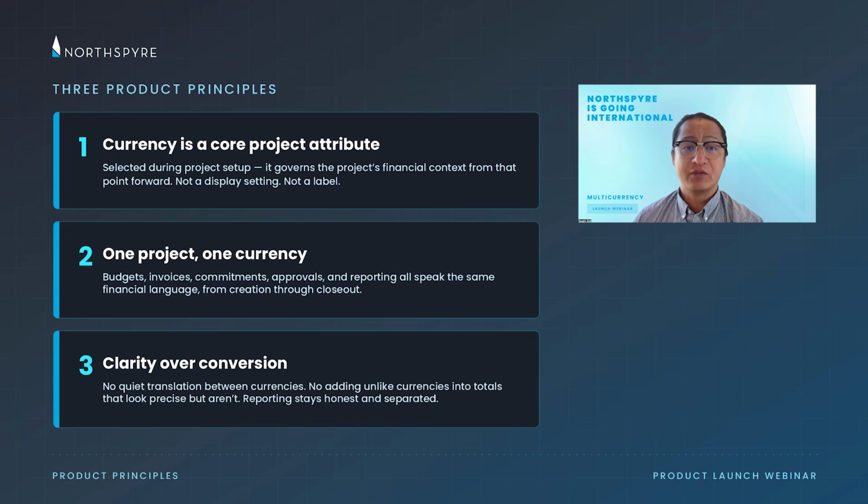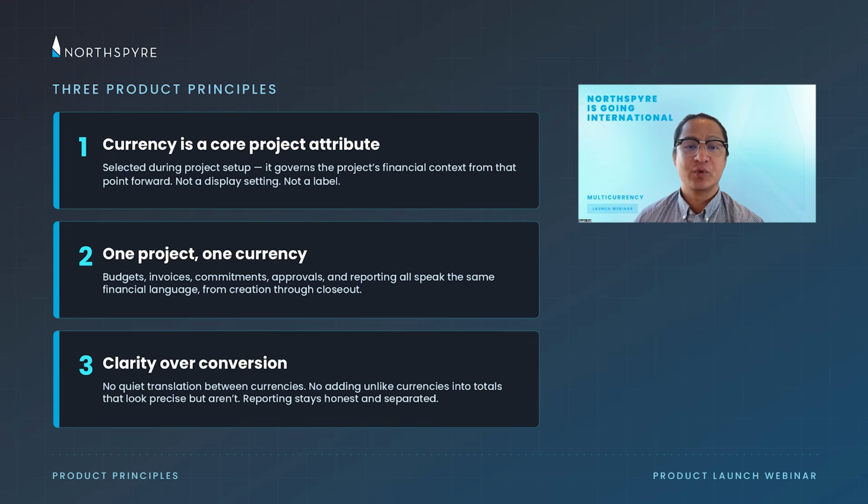Third, clarity over conversion. Northspyre will not quietly translate amounts from one currency into another, and it will not add unlike currencies together into a total that appears precise but is not meaningful. Where projects operate in different currencies, we keep the reporting honest and separated. A portfolio number should never require a mental footnote. With those principles in mind, let's get into the product.